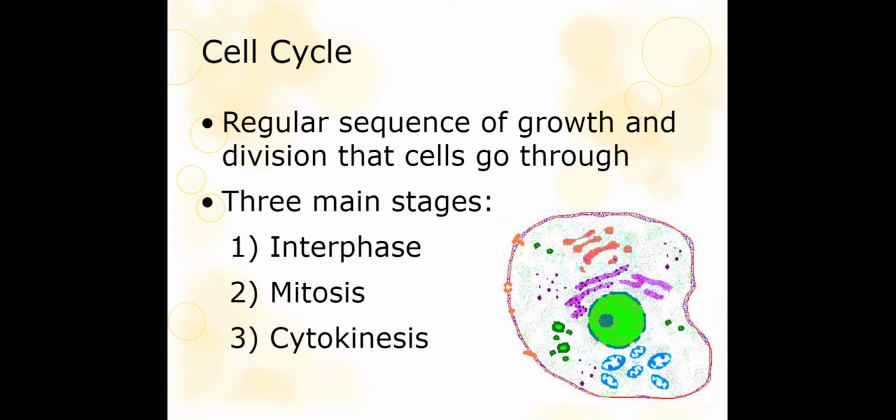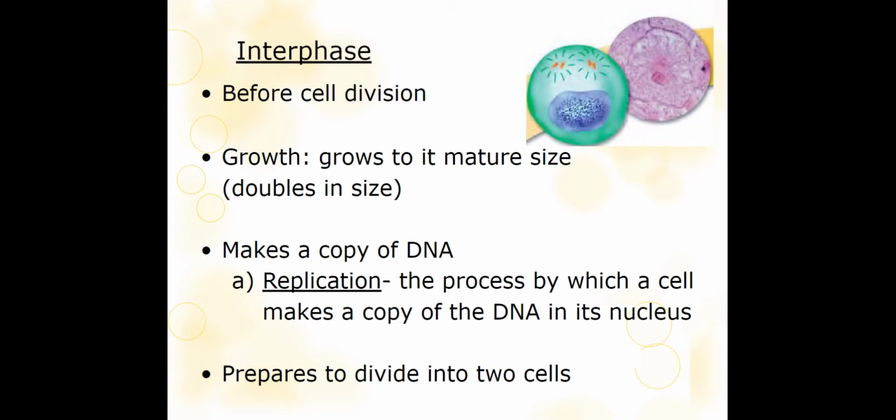So the process that the cells go through is called the cell cycle. They grow and then they divide. And there's 3 stages to this process. We have interphase, then we have mitosis, where the cell is dividing, and then cytokinesis, where they separate. As we go through these different stages, I'm going to be giving you some ways to remember these, some little tricks to help you remember.